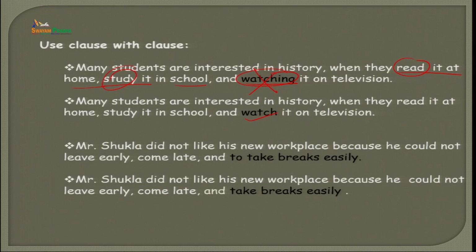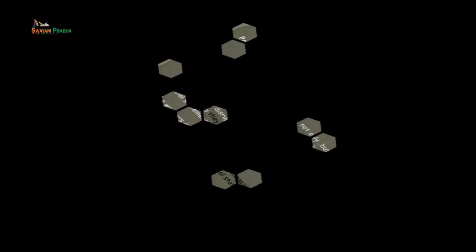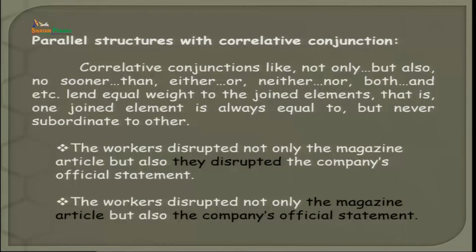Then we further say that Mr. Shukla did not like his new workplace because he could not leave early, come late and to take breaks easily. So, to leave, am I going to add to leave? No. To come late? No. So, why to take breaks easily? We will write leave early, come late and take breaks easily. Understood everyone? I have deleted to from here, to will be wrong. I think the concept of parallelism is getting clearer day by day, step by step.